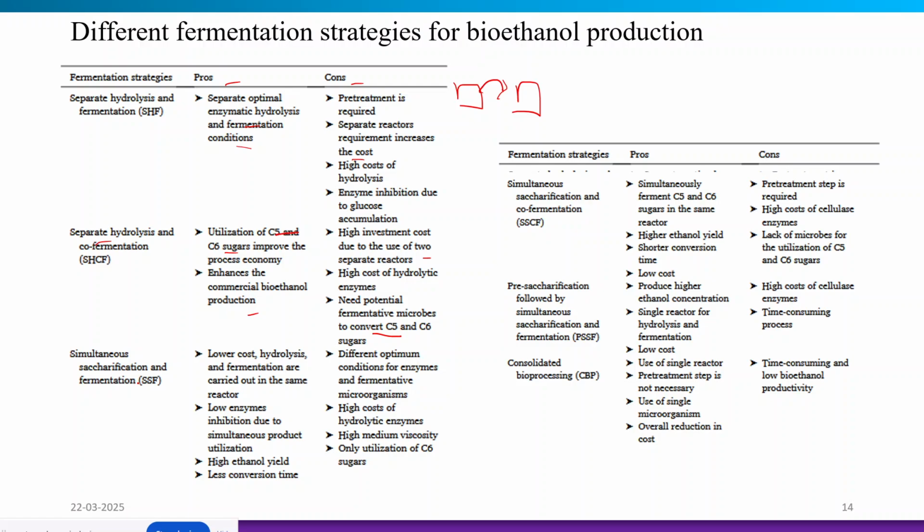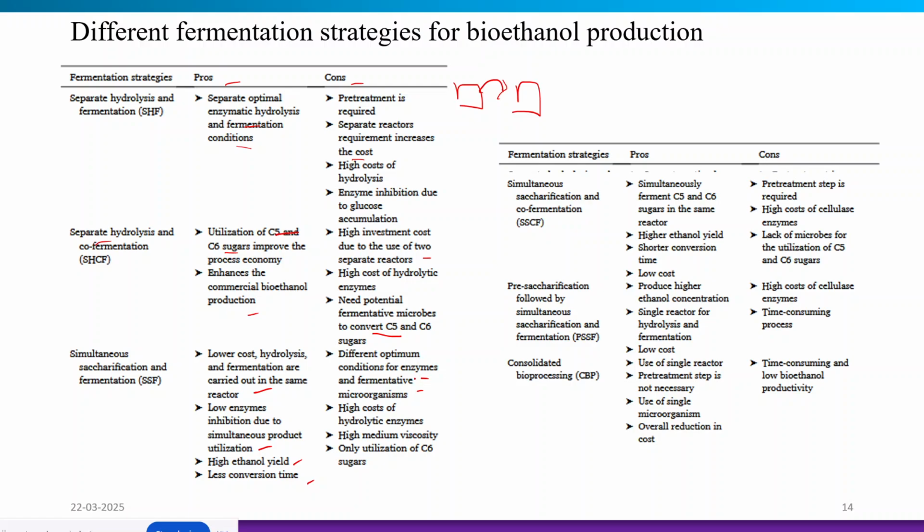Simultaneous saccharification and fermentation process, where it has lower cost, and hydrolysis and fermentation are carried out in the same reactor, so it is beneficial in that sense. Also low enzyme inhibition is occurring due to simultaneous product separation, high ethanol yield and lower conversion time. The difficulty is the different optimum conditions we have to maintain, because we are doing it simultaneously for the enzyme and the fermenting microorganisms.